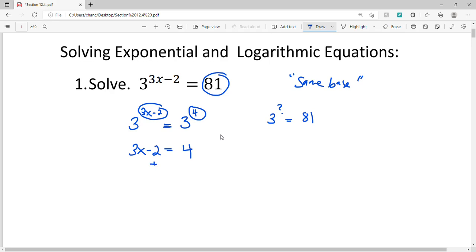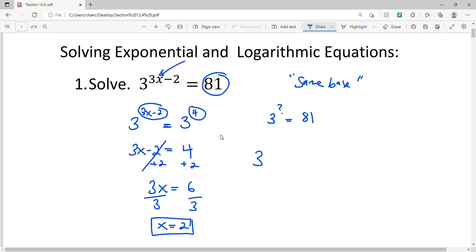And so I can add 2 to both sides. 3x is now equal to 6. I could divide both sides by 3, and x is equal to 2. If we're not sure about the solution, we can always substitute it into the original equation.